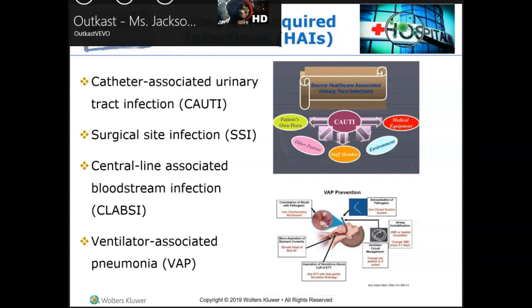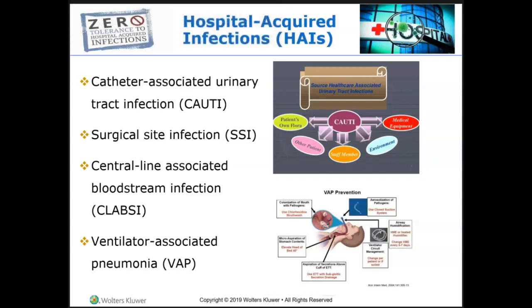The four sources for infection listed on this slide are responsible for the majority of HAIs in the acute care setting, the hospital setting, right? Infection control measures include adherence to recommended best practices or bundling care. Bundles are evidence-based practices that have proven positive outcomes when implemented together to prevent infection.